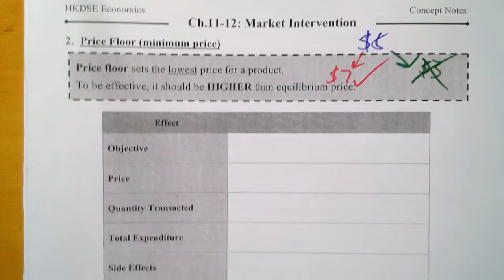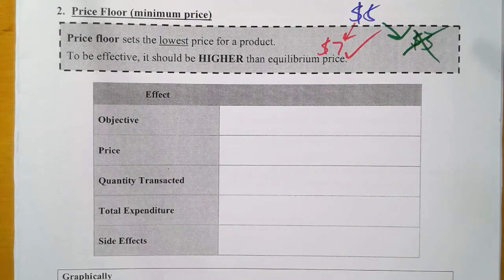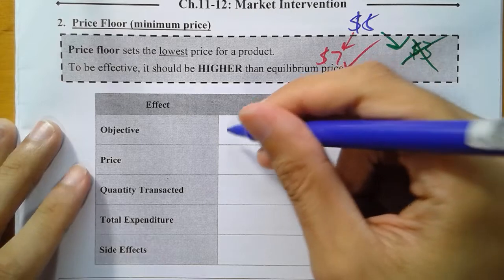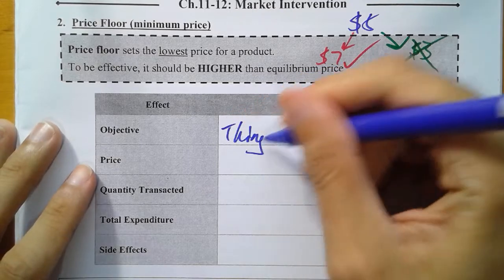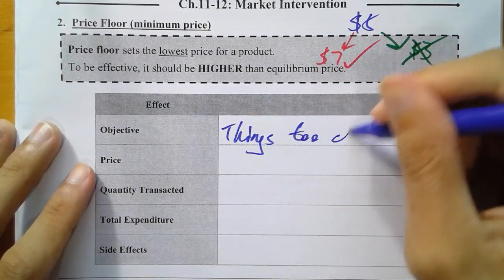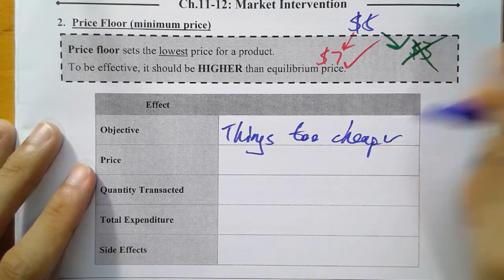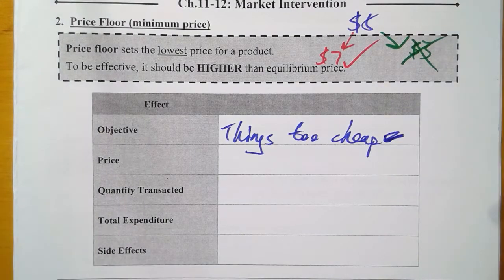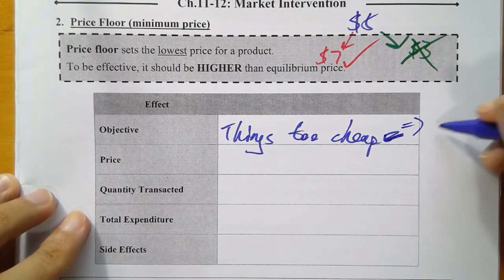Now, think about it from a logical perspective. 點解 why we set a price floor 嗱？其實好簡單嘅啫。Here, think about it. Because things were too cheap. Too cheap. So we want to raise the price.